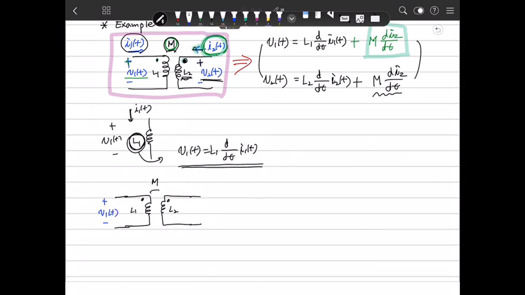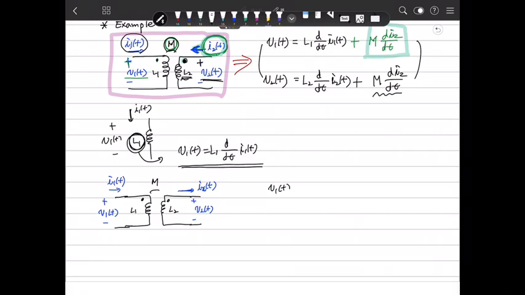V1(t), and I define this as I1(t), and I define this is V2(t). I define the direction of I2(t) as the reverse: in this case it is going into the dot, but this time it is going up, coming out from the dot. Then we can make an equation.